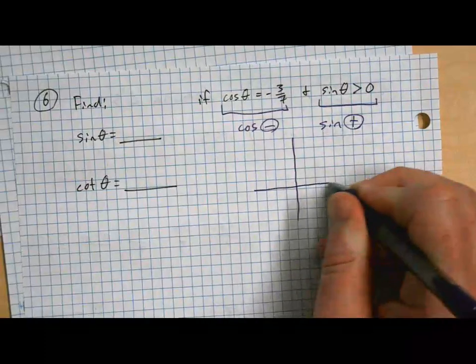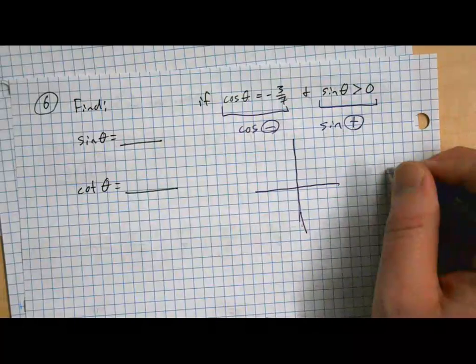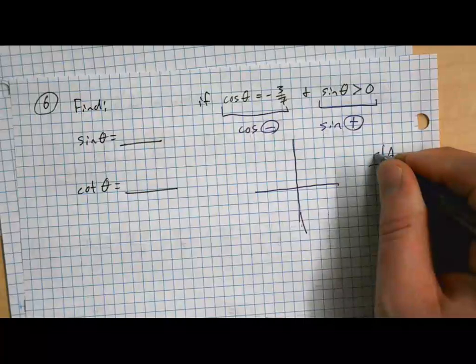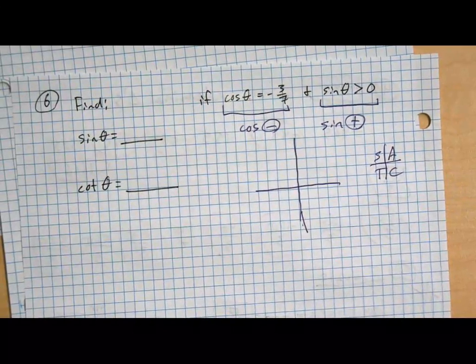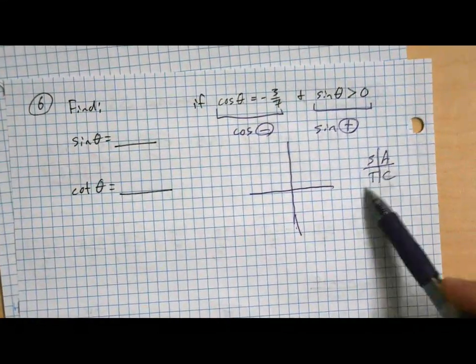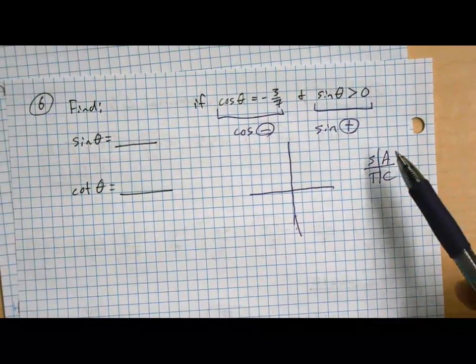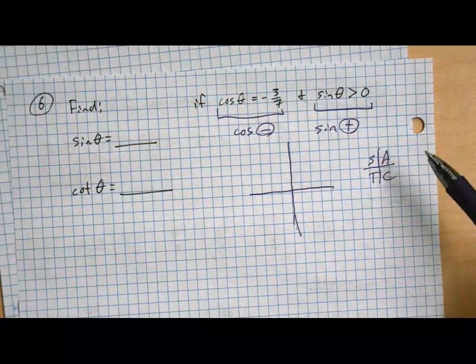How many of you are using the all students take calculus thing? Anybody latch onto that? It's handy. It's a nice, quick way to know what stuff is in different quadrants. If you miss this, ASTC, if you draw this on your test, all students take calculus is how we all scholars take calculus. I don't know. It tells you which quadrant each of the things is positive in.